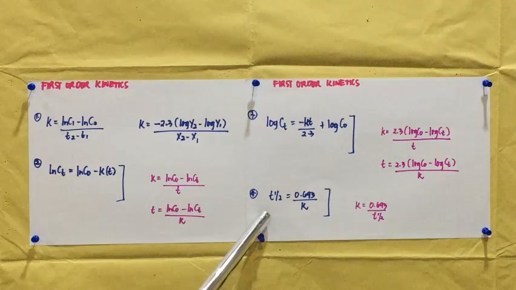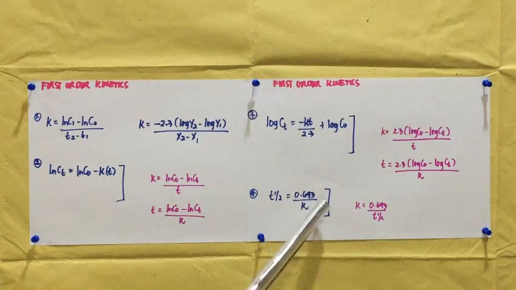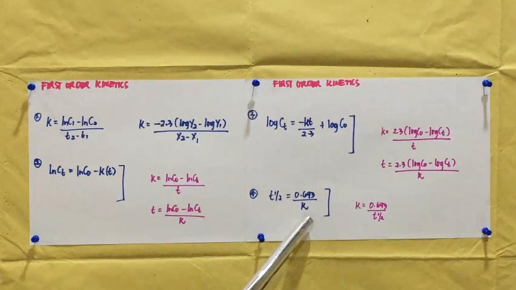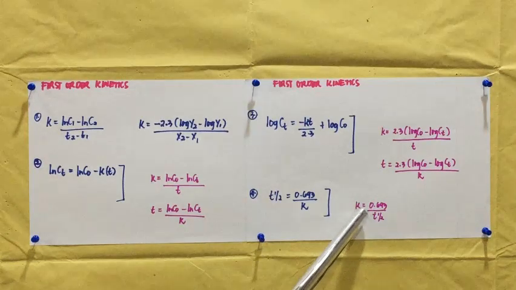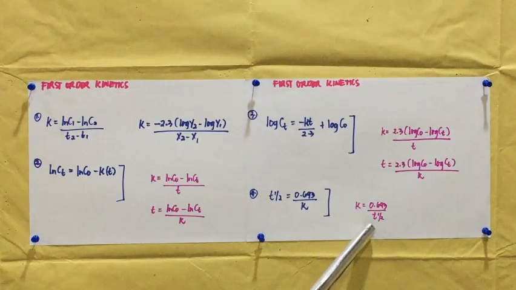So for first order kinetics, T1/2 is equivalent to 0.693 divided by K. And from this formula, we can solve for K, which is equivalent to 0.693 divided by T1/2.